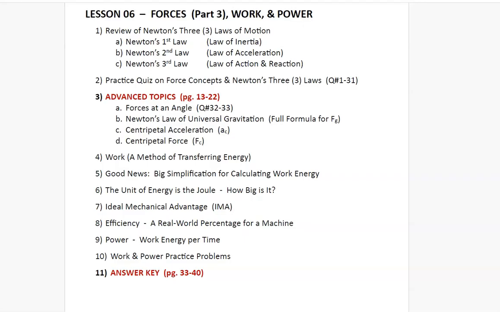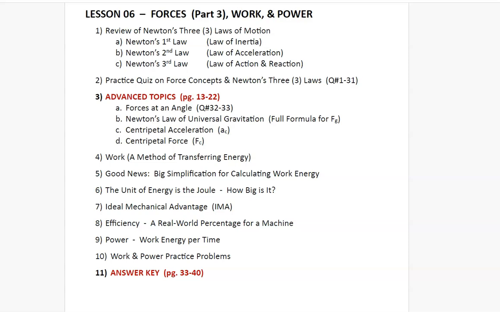We'll briefly mention centripetal acceleration and centripetal force. Now, you may have heard the term centrifugal with an F in the middle of the word. Centrifugal force. Centripetal force is the true force. Centrifugal force is something that's an apparent force, and we'll talk about what that means.